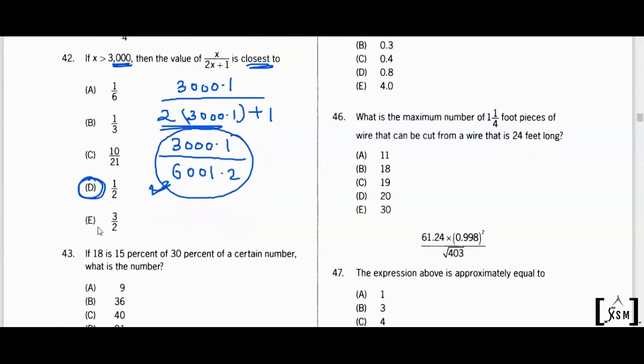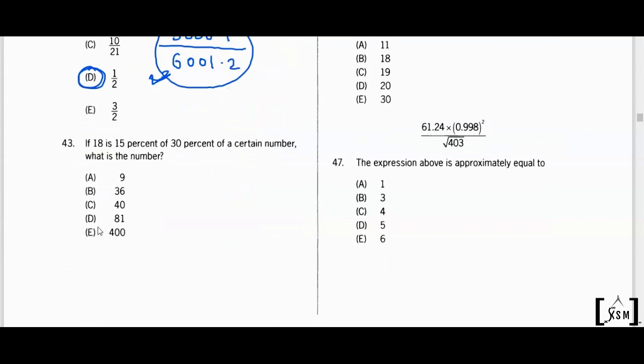Let's try next question. Question number 43. Question is saying 18 is 15% of 30% of certain number. Let's suppose the number is x. So the entire statement I will write, of 30, right? Okay, we'll solve it. Solve for x. So I'm just solving it.